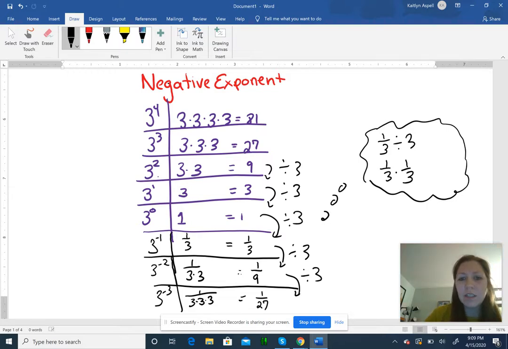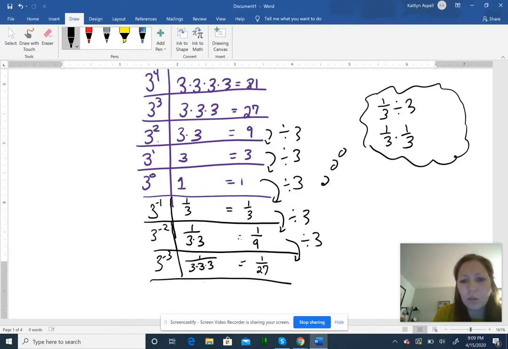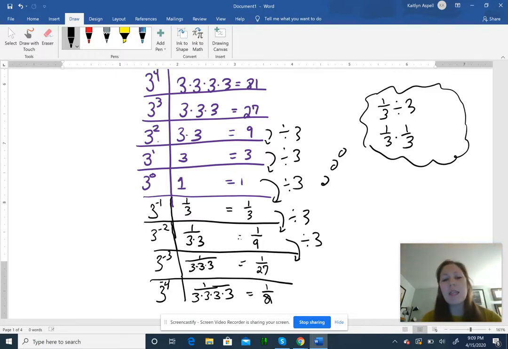And just for giggles here, let's do 3 to the negative 4th, because we already know what 3 to the 4th is. So that's going to be 1 divided by 3 times 3 times 3 times 3. And you should notice that what's happening here in the denominator is the same thing that happened up here, right? 3 to the 3rd, 3 3s, 3 to the negative 3, it's 1 divided by 3 3s. So that should make some sense to you.